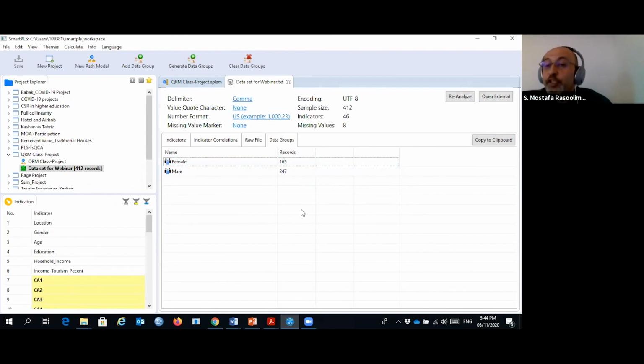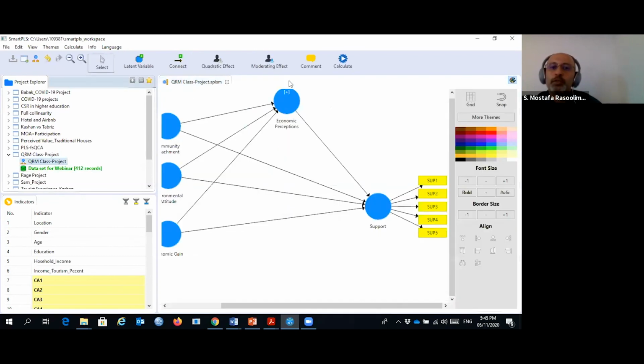For multi-group analysis, we don't need to have the same sample for each group. It can be different. Here you can see the number of cases under male and female are different. But under each group, you need to have a minimum sample size for your analysis. Okay, so now we created these two groups. You can close your data. So under this data set now you have two groups.